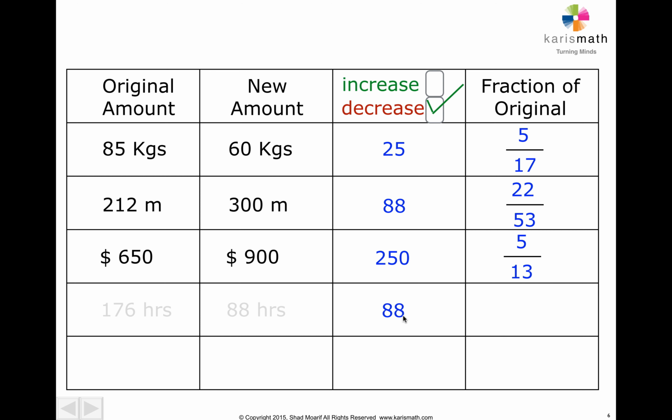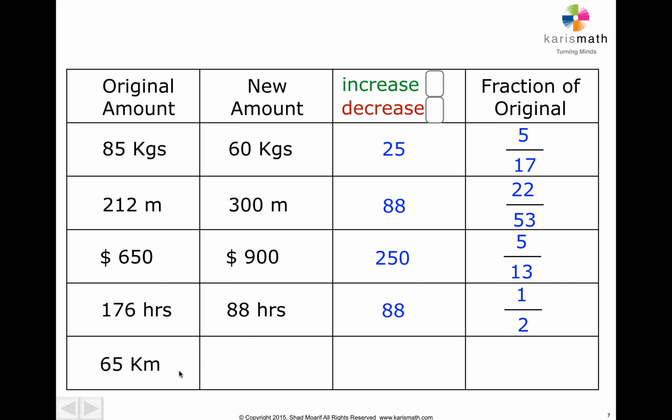Now what do you do? You take 88 as the difference over the original amount, which is 176, and then you reduce it. That's obviously half of this, so that would be half. Excellent. Great job.